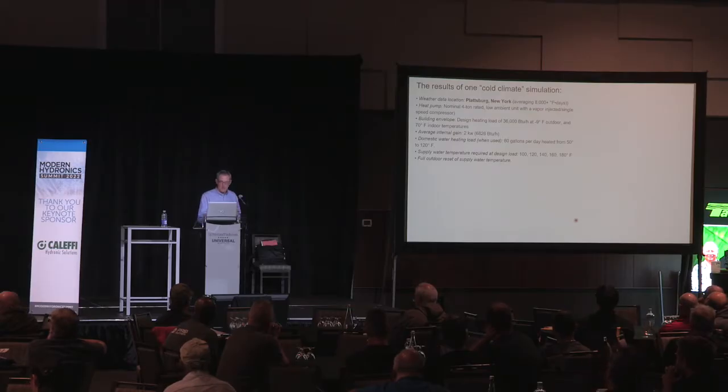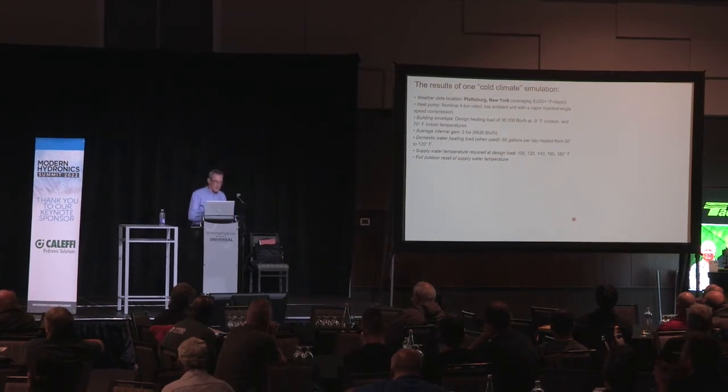We're assuming an average internal gain of about 2 kW. Lights, computers, there's a lot of stuff plugged in houses today that gives you this background internal heat gain. So we assume that averaged about 2 kilowatts. Domestic water load. Now, we model systems with and without domestic water usage. But when domestic water was present, the load was 60 gallons a day, heated from 50 to 120 Fahrenheit.